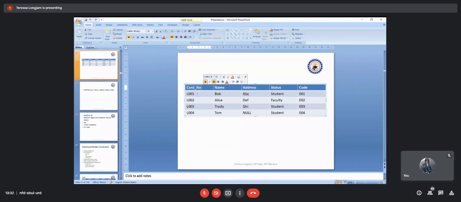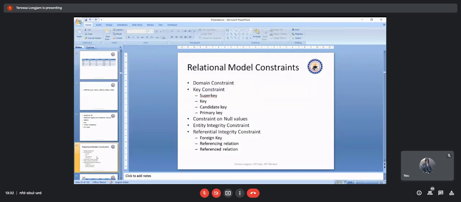That means whatever value we give here should be atomic. A single value should be provided, and that value should be under the restriction that we applied as the domain of the card number. So that is the thing that you need to know about the domain constraint. The next constraint that we have in our relational model is the key constraint.